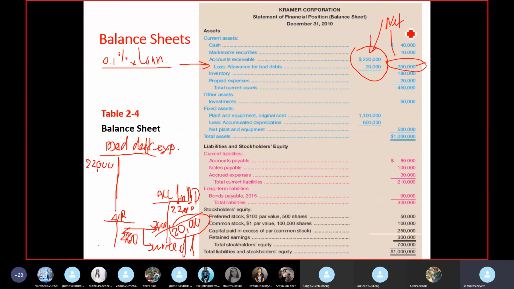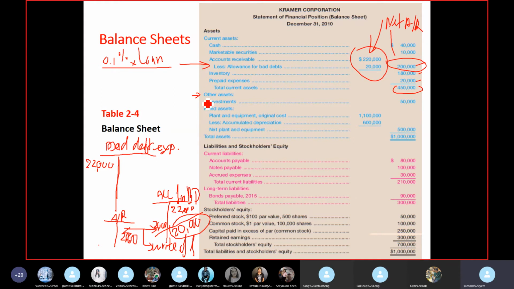It is a net account receivable. Okay, 200,000. Go to the inventory. Inventory there are 180,000. Prepaid spend it is 20,000. And total current asset, it is 450,000.